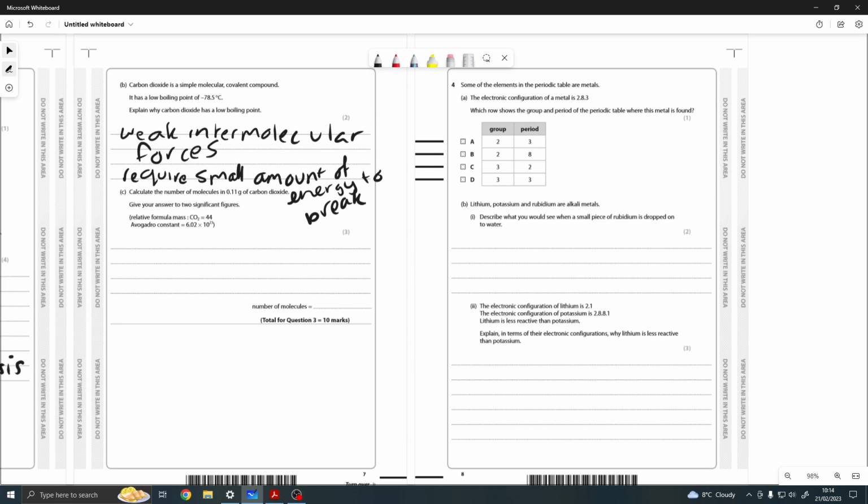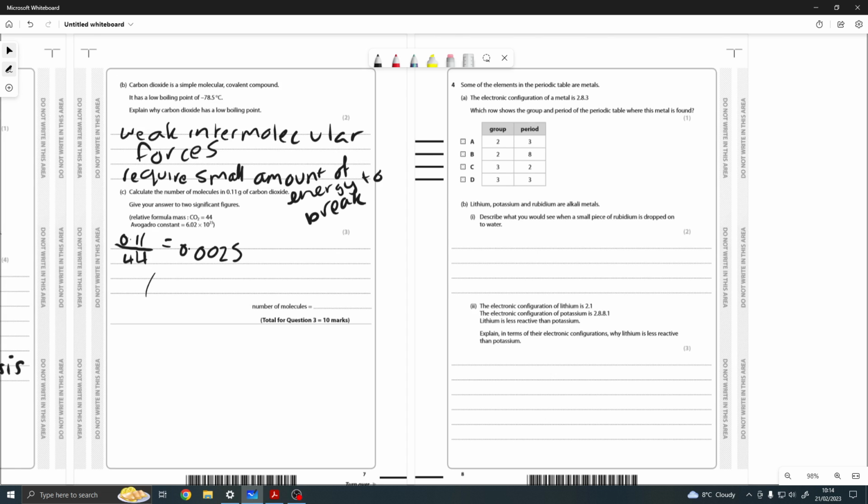So, what we need to do here, very simply, is we take 0.11 and we divide it by our Mr of carbon dioxide, which is 44. Okay, so that gives us that. And now what that tells us is 0.0025. Okay, so that essentially is telling us the number of moles.